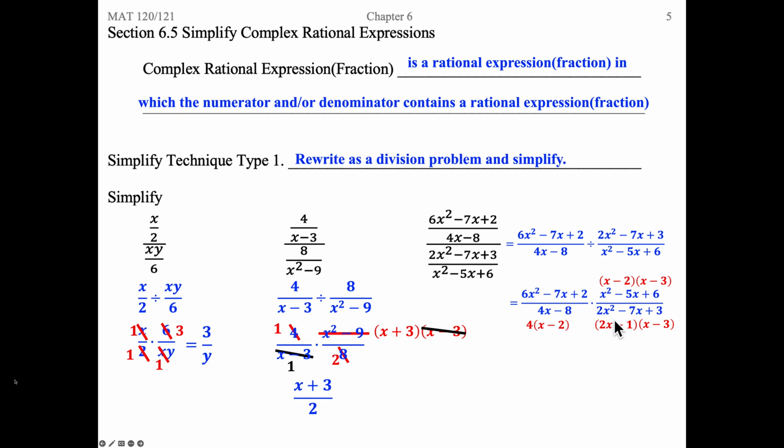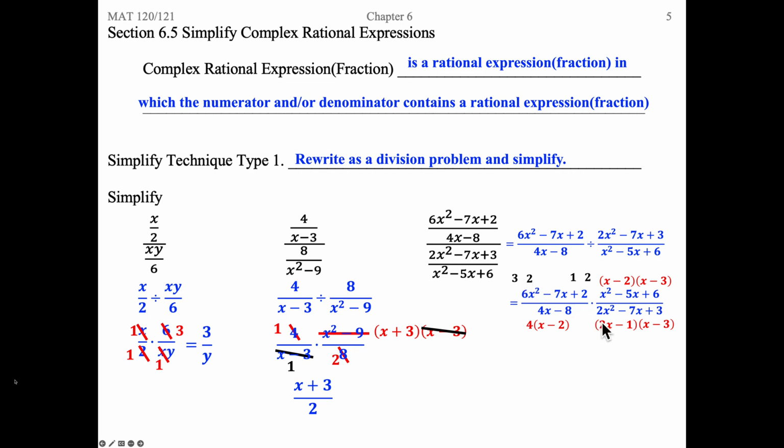My next trinomial, these two binomials have a chance. 2 can divide into 2, 1 can divide into 2. 2 can divide into 6, x can divide into 6x squared. X minus 3 does not have a chance. Besides that, we already have it up here. So before I make a guess, I'm going to start to break down my factors. The 6 is 3 times 2. The 2 is 1 times 2. So remember, this is 3x and 2x.